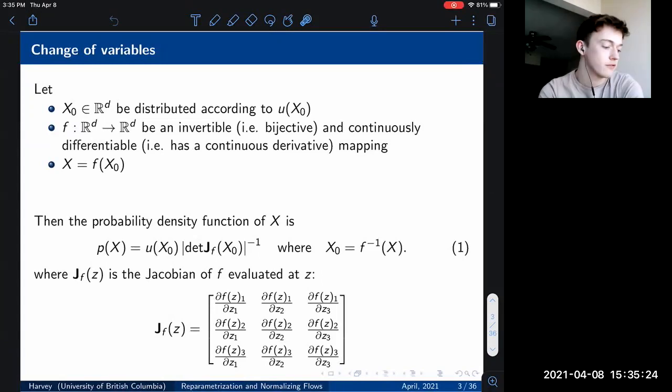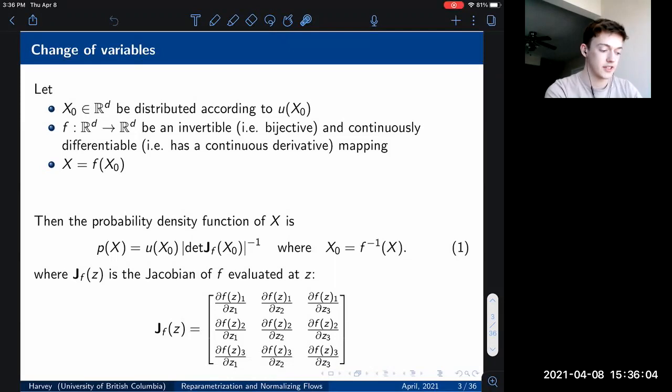Okay, so first off, with our background on the change of variables rule. Essentially, the change of variables tells us if we have one variable x0, which we know is distributed according to some base distribution, which here we're calling u, and we then transform x0 using some function f into another variable, which here we're calling x, then the change of variables rule tells us what the probability density function for x is, given this function f and the base distribution u.